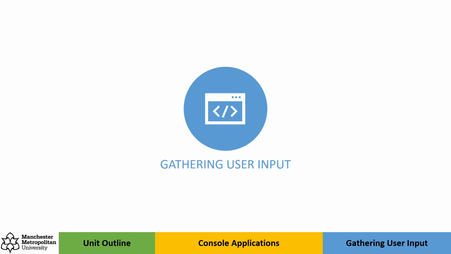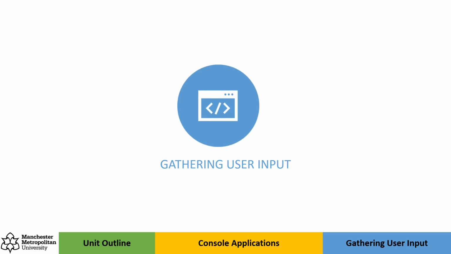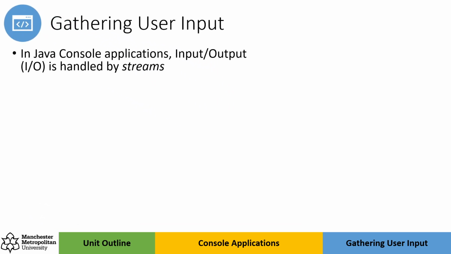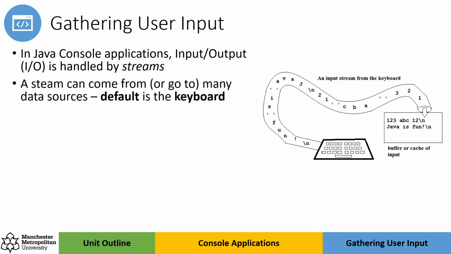So we've seen how we can output some very simple things to the console. Now we should look at how we can make this more interactive by being able to collect user input. So in Java console applications, we can use streams to handle input and output. So in Java, I/O is handled by what we refer to as streams, so streams of data. Now a stream can come from or go to many different types of data sources. The default is the keyboard, and I'll explain what that means later on when we have the class that we're going to use. But there's many different types of input and output.